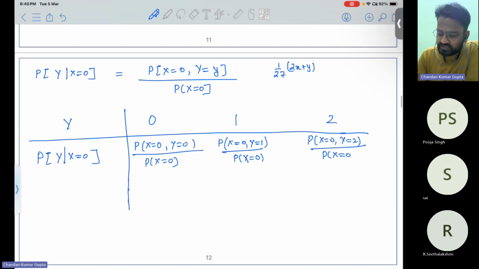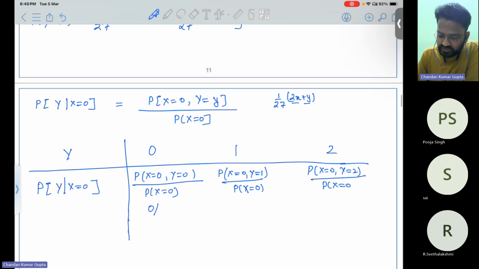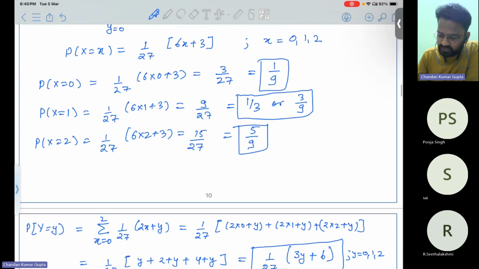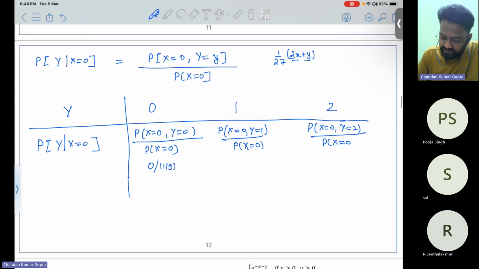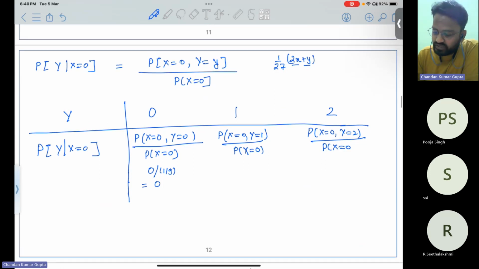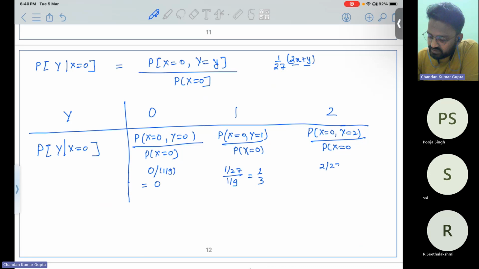Because 2x plus y is 0, then the overall value is 0 divided by the probability that x is equal to 0, which we have already calculated as 1 by 9. So it is 0 upon 1 by 9, which comes out to be 0. And for x equal to 0, y equal to 1, it is 1 upon 27 divided by 1 upon 9, which is 1 by 3. Okay. And x equal to 0, y equal to 2 is 2 by 27, divided by 1 by 9, it is 2 by 3.